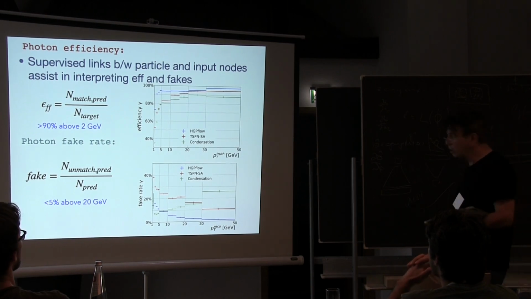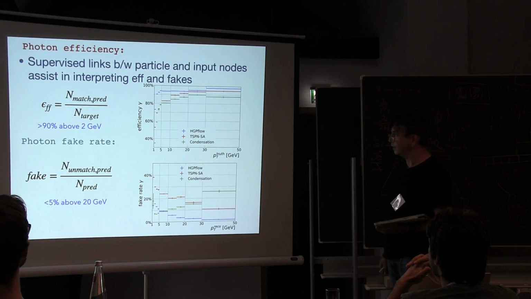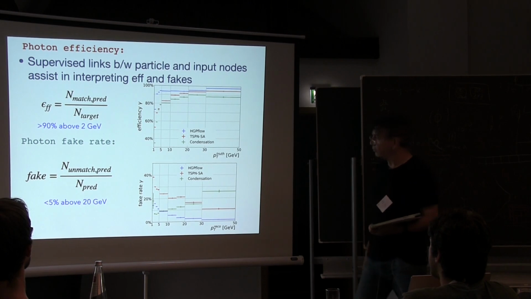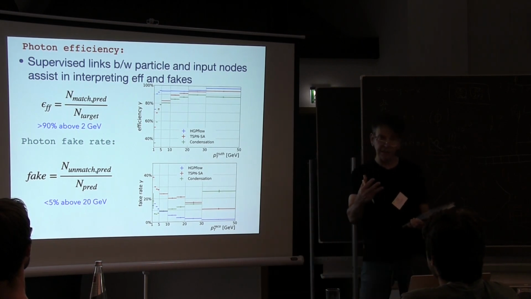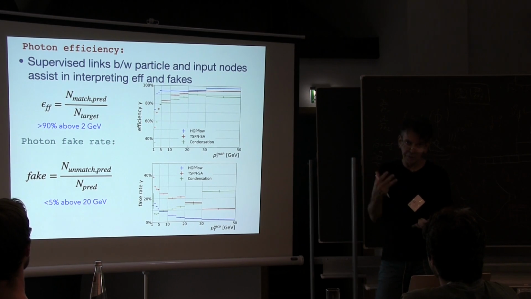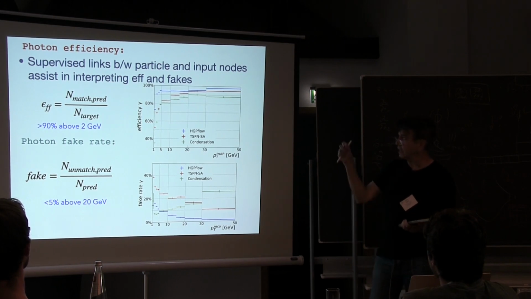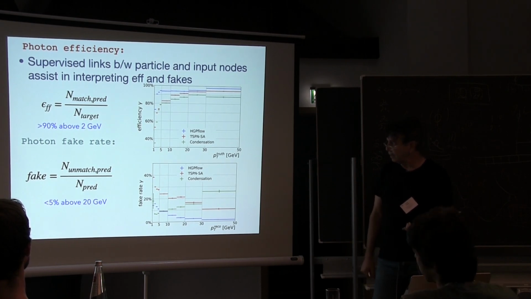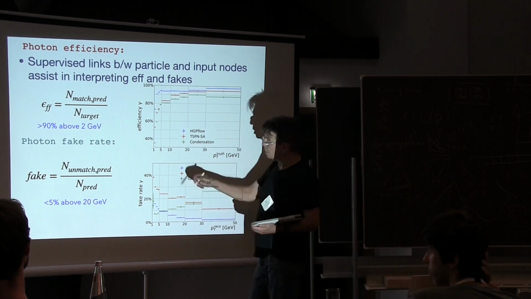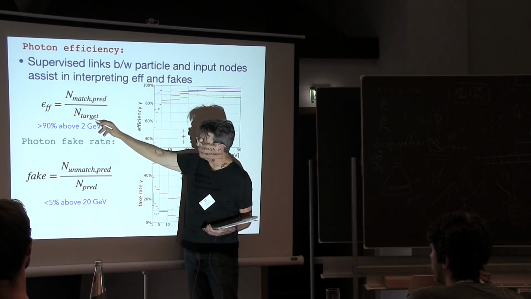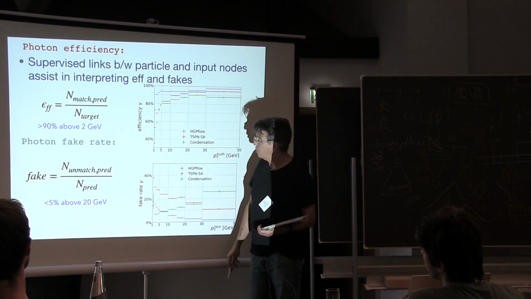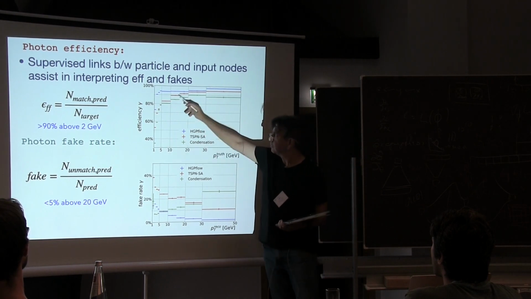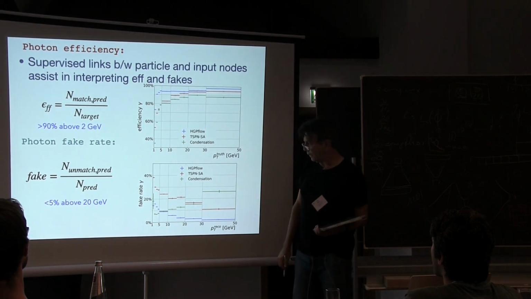I can also try to see what is the efficiency and how would I define efficiency. To do efficiency, I need also to know the truth, right? How good I'm doing, okay? So I have supervised links between particles and input nodes, and I can interpret efficiency. So match predicted divided by the target will give me the efficiency. So for photons, it's more than 90%, above 2 GeV. It's amazing. Fakes.